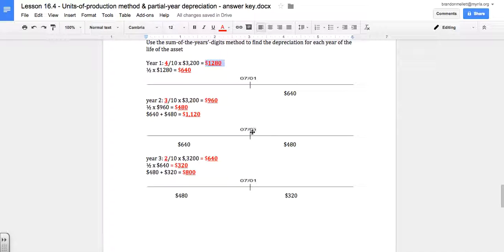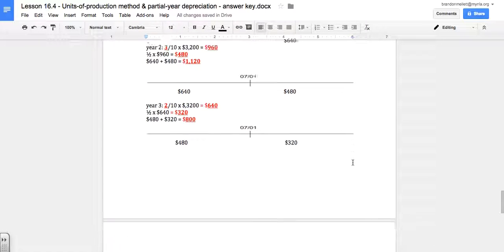So year 2, we would take 3/10 times the amount of depreciation, and it would depreciate $960. Now, since we already know the depreciation for the first half of the year, now we need to figure out how much it would depreciate for the second half. So we would take 1/2 times the 960, and we would get 480. Now, how much would it depreciate after the first full year? This was the first partial year. This would be the first year. We would find out by adding the 640 for the first 6 months and the 480 for the second months, it'd be $1,120.